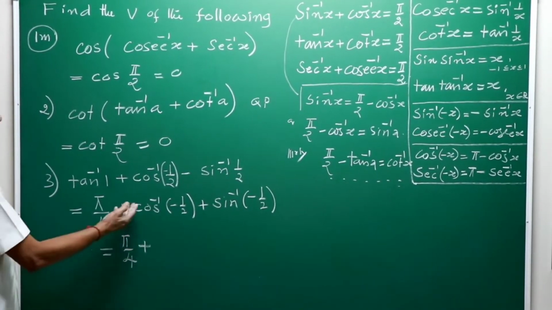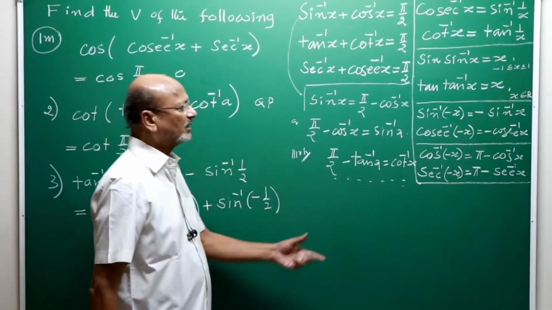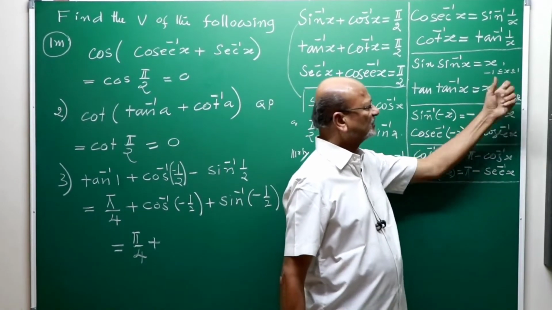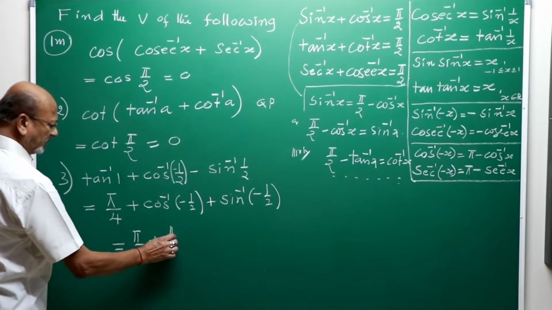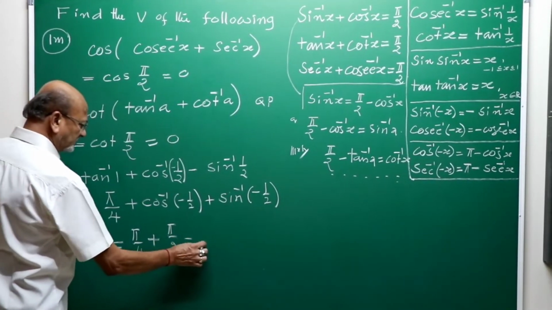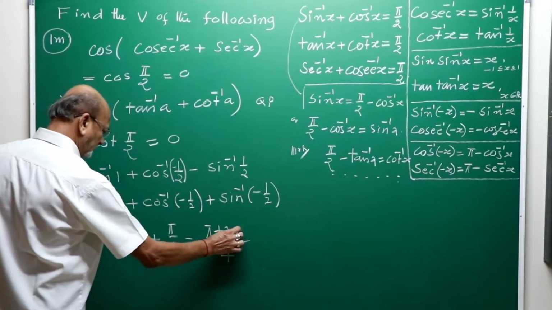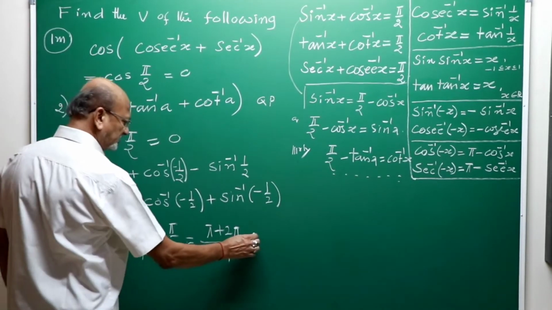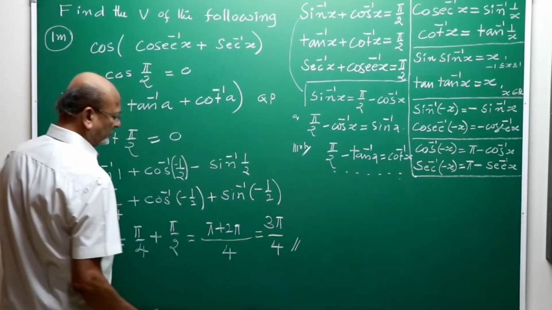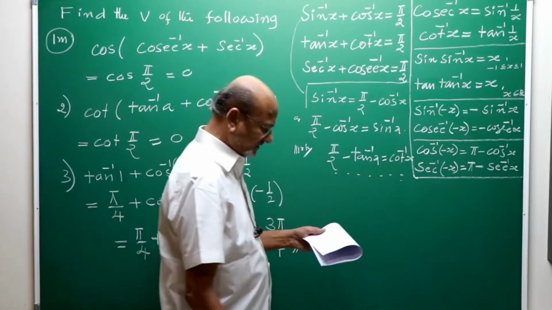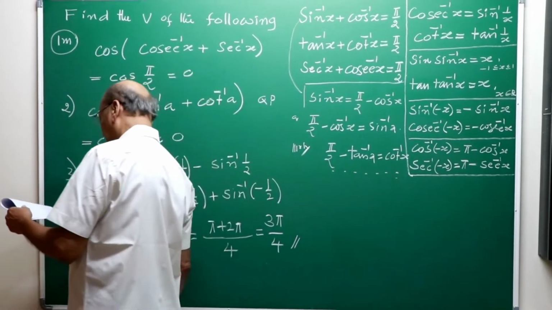Once again, it is cos inverse minus half plus sin inverse minus half. What about this minus half? It is a number between minus 1 and plus 1, so you can make use of this property. This is pi by 2. Simplified, LCM is 4, pi plus 2 pi, which is 3 pi by 4. Alright, my friends. The next one is a very good example.